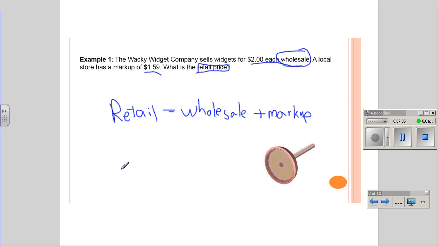All right, so looking at this, I have the wholesale price, which is $2, and I have the markup, which is $1.59. So that means my retail is going to be the sum of these two. So the retail price is going to be $3.59.